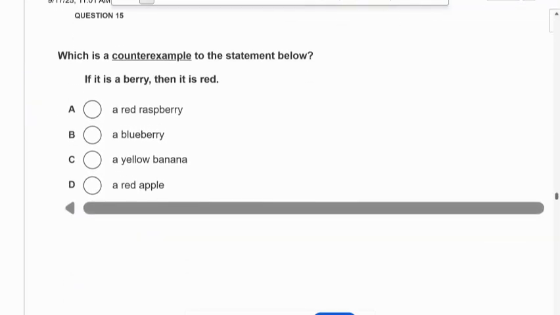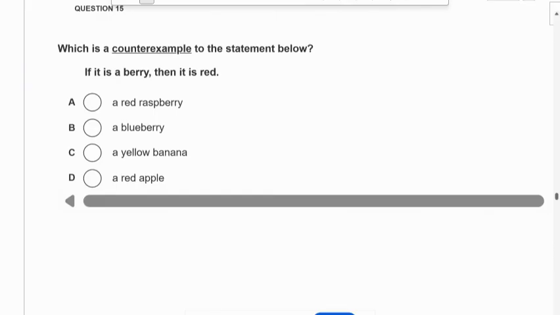All right, number 15, which is a counterexample to the statement below. If it is a berry would be P, our hypothesis. Then it is red would be Q, our conclusion. So to be a counterexample, you have to prove us wrong. So we have to find the object that is a berry, but it's not red.